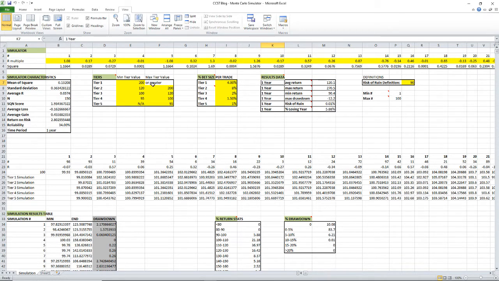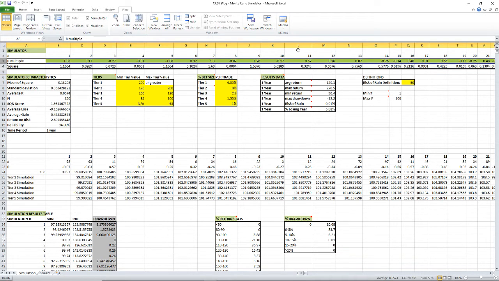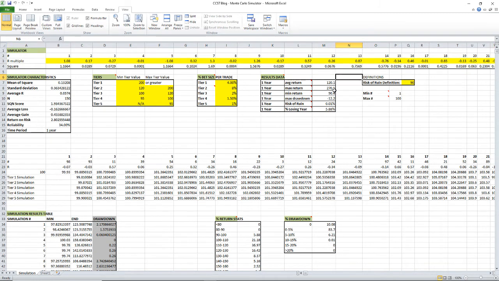So hopefully that gives an idea of what I'm doing here. Then the results data, this is essentially data from the simulated results that gives me an idea of what to expect after a year of trading my trading system. So the average return I would expect is 120, so 20%.